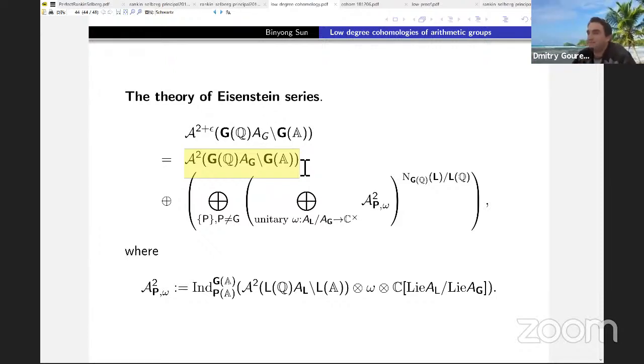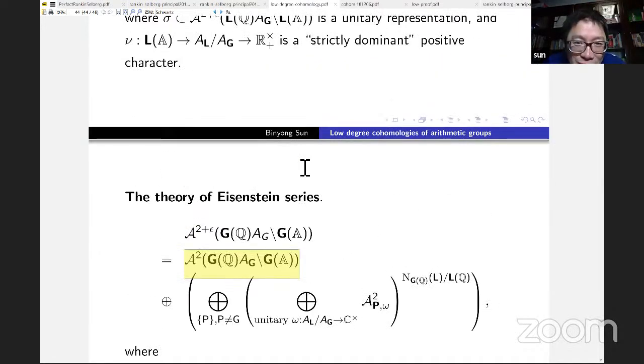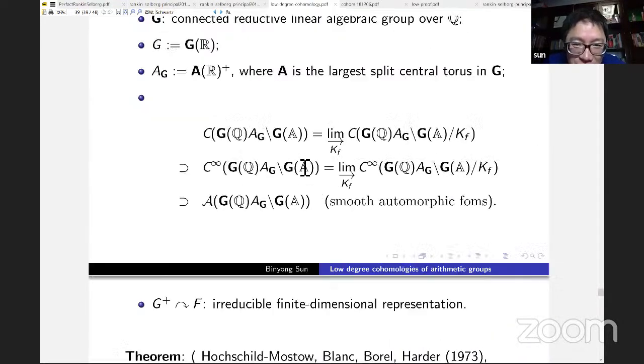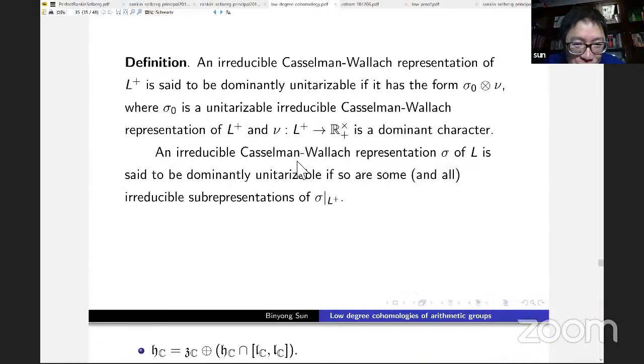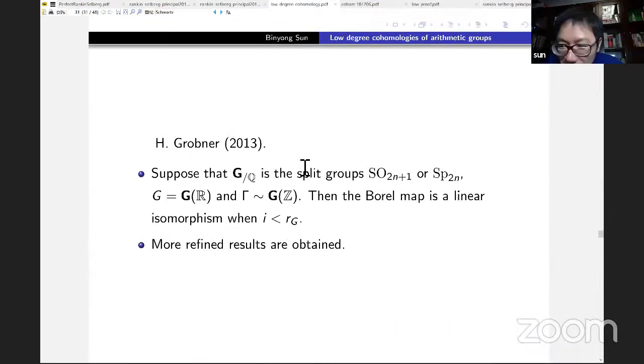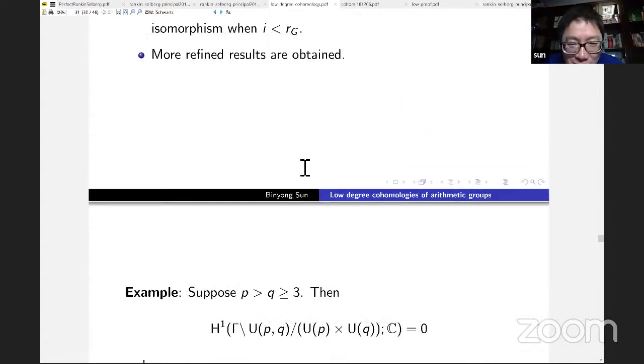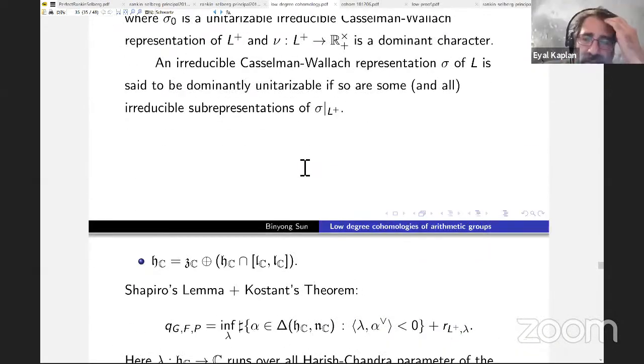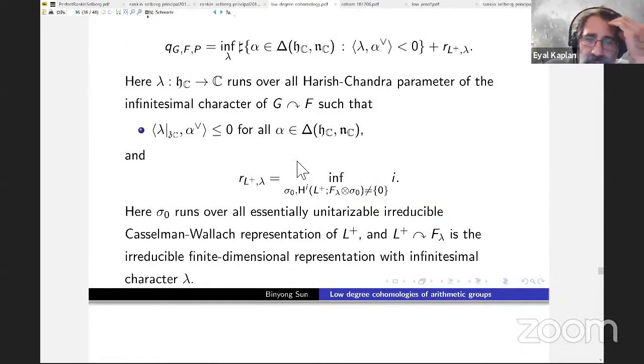Any further questions? Maybe this question is somehow irrelevant, but you didn't mention p-adic fields, did you? You have some local Archimedean results, and of course global. For the isomorphism of the Borel map in low degree, we only need this Archimedean result. I see. The p-adic result does not play any role, since the cohomology only appears at the Archimedean place. I see. Okay, so it's just irrelevant.